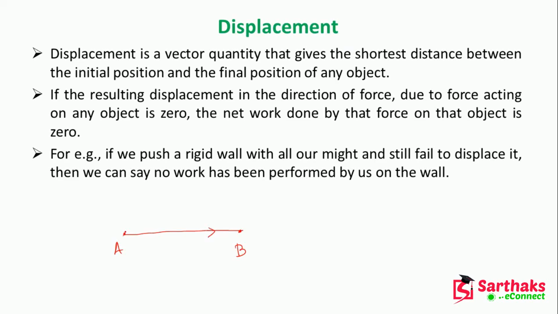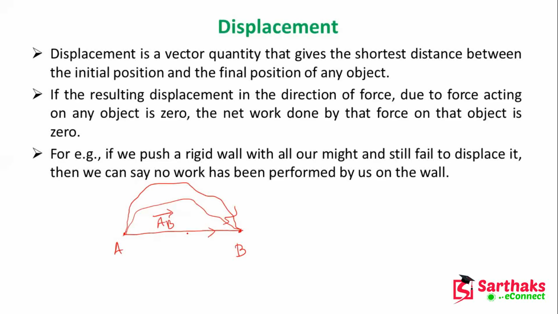But I can move from point A to B following this path, or following this path. I can move following so many paths, right? But this is the shortest distance, and this AB vector is called the displacement. If I push a rigid wall with all the force I can, but still it is not moving, that means I am not doing any work. No work has been done.